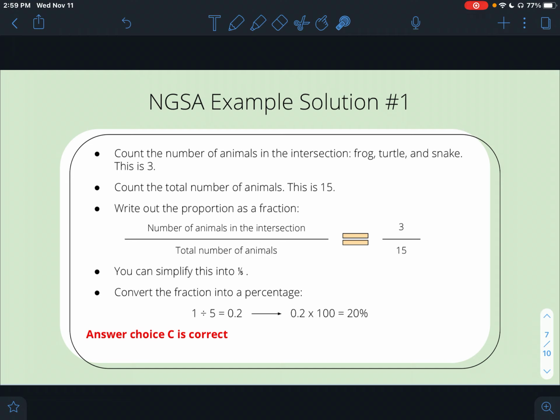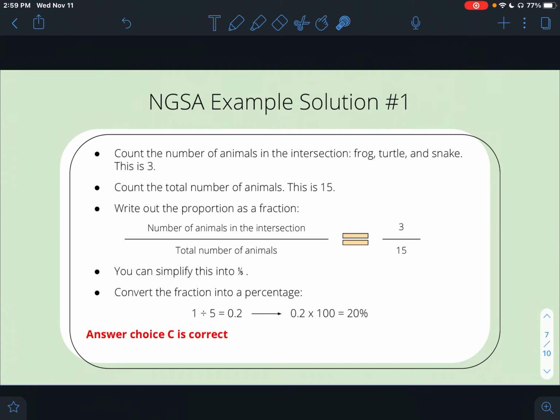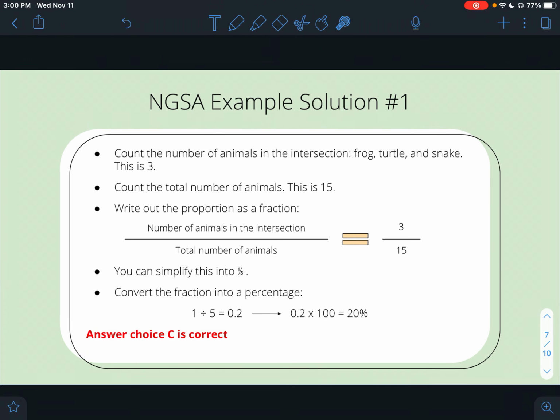Let's look at the solution. We need to first count the number of animals in the intersection. 1, 2, 3. There are 3. Then we count the total number of animals. 1, 2, 3, 4, 5, 6, 7, 8, 9, 10, 11, 12, 13, 14, 15. There are 15 animals.